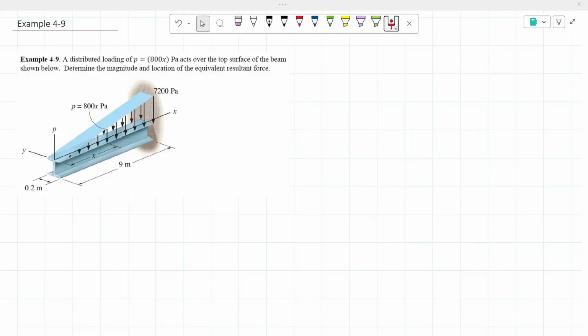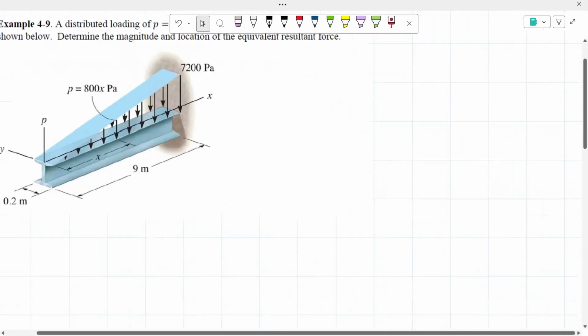It shows us its width of 0.2 meters, its length of 9 meters. It gives us that maximum pressure right here. It gives us the distributed loading. So the first thing that we want to do is, since it's asking us to determine the magnitude and location of that equivalent resultant force, instead of working with pressure, we want to deal with weight. So that's the first thing that we're going to do.